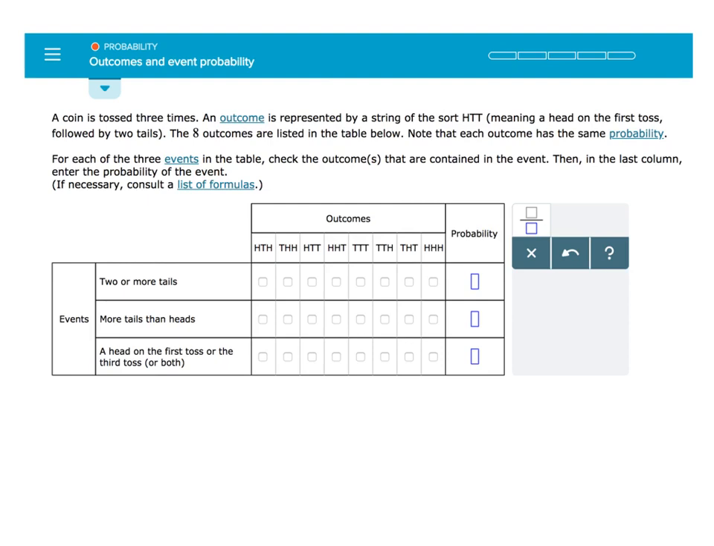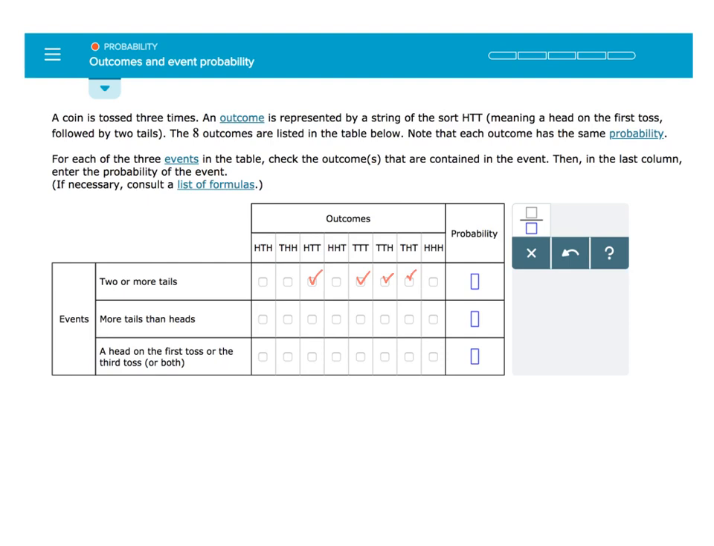So, 3 events, let's look at them one at a time. First one, 2 or more tails. So you're looking at your sample space, which has 8 events, and you're looking for things that have 2 or more tails. HTH has only 1 tail. THH only 1 tail, HTT 2 tails, so that's the one that I'm going to check. HHT is a no, TTT is a yes, at least 2 tails. Next one, TTH, yes, at least 2 tails. Next one, yes, and the last one is a no.